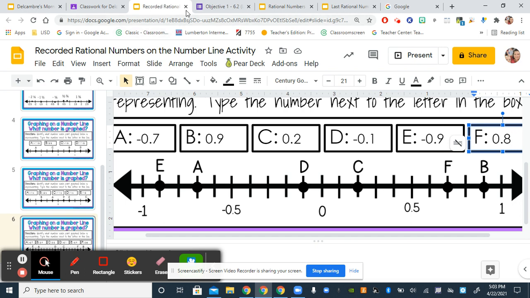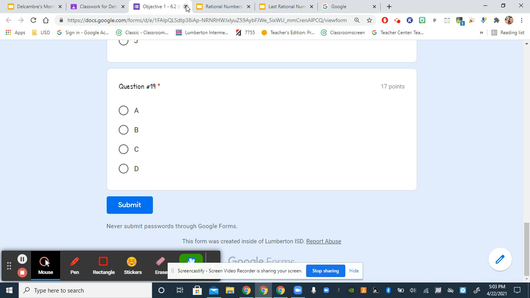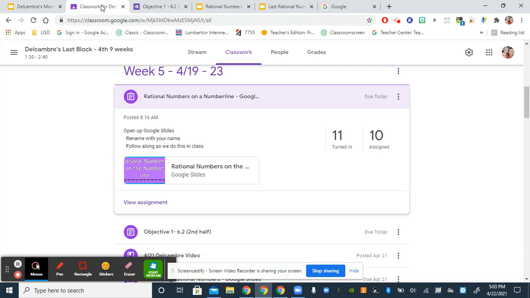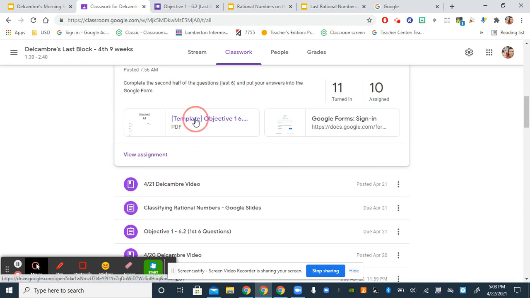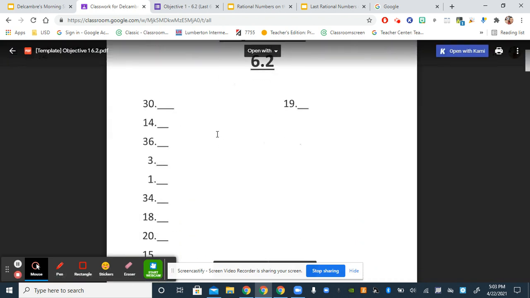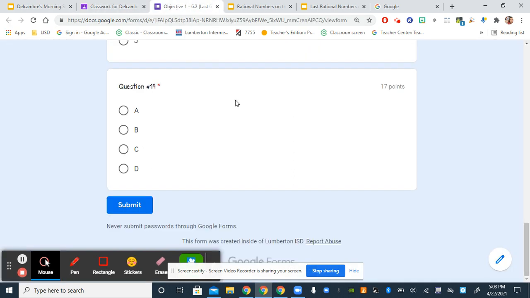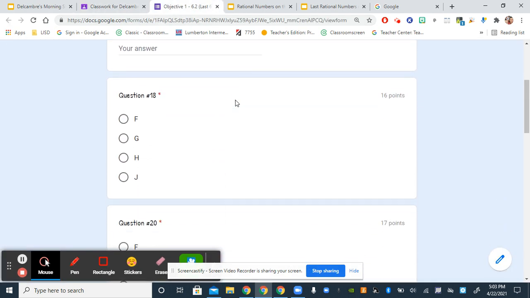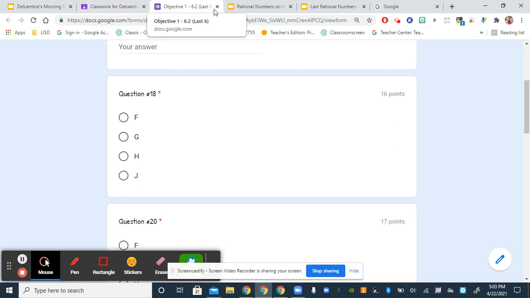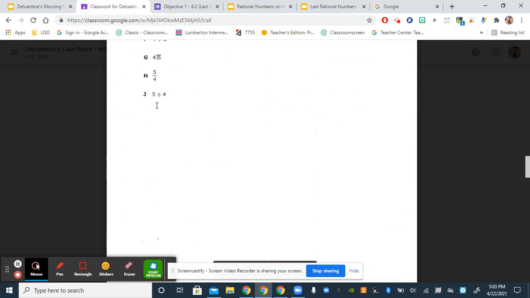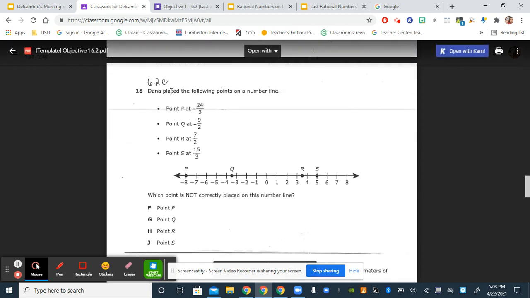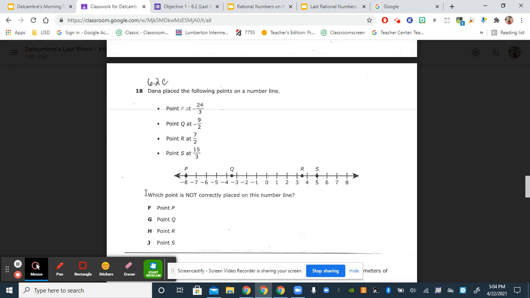So I'm going to close out of here, and I'm going to look at our homework. So let's go to objective 2, the second half. I'm going to pull up the template. We start at question number 18. So I'm going to scroll down to question number 18. Dana placed the following points on a number line. This is just what we were doing. What point is not correctly placed on the number line?